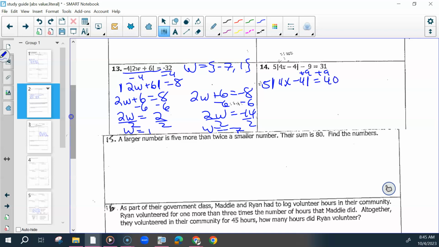And then get rid of the 5 by dividing on both sides. So we have absolute value of 4x minus 4 equals 8. It's now isolated. It equals a positive, so we can keep going. Drop the absolute value, set it equal to a positive and negative 8.